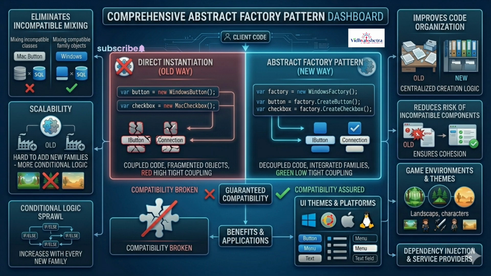Now, all components belong to the same family, ensuring consistency and compatibility. This approach simplifies the code, reduces duplication, and makes it easier to switch between different families by changing the factory. It also improves maintainability and scalability.